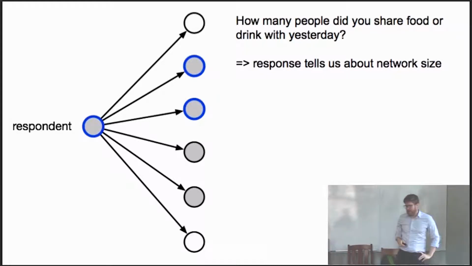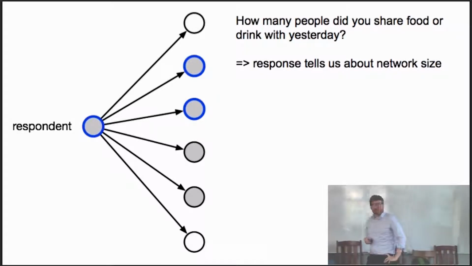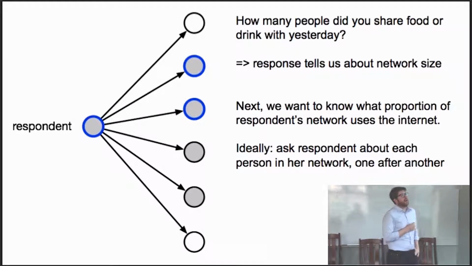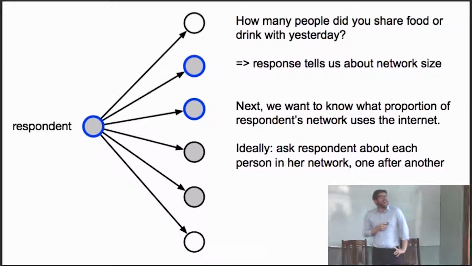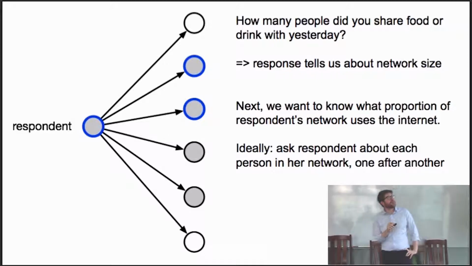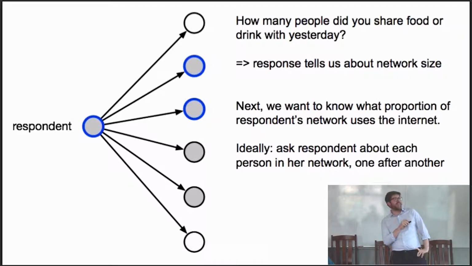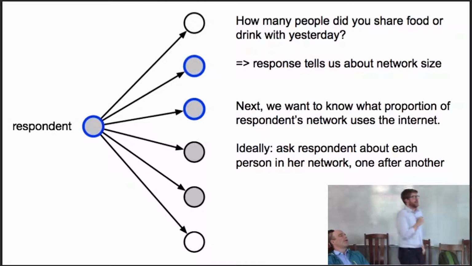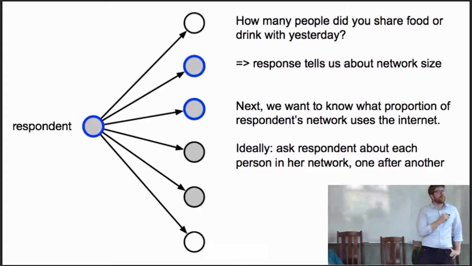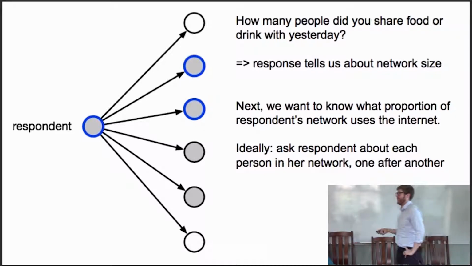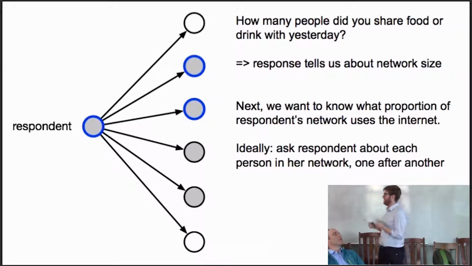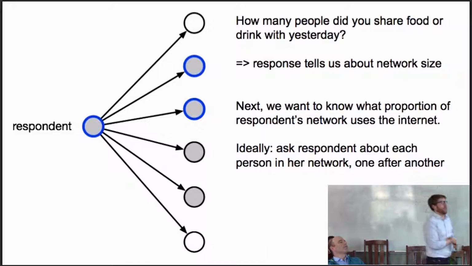I shared a meal or drink with 6 people yesterday. So what we'd really like to know now is the proportion of the respondent's network that uses the internet. Ideally we'd go through each of these people the respondent has in her network and ask, do you think this person uses it? But that seemed likely to cause unacceptable levels of respondent fatigue, particularly because this survey is being administered online or on the cell phone, and respondents are not going to have the patience to do that.